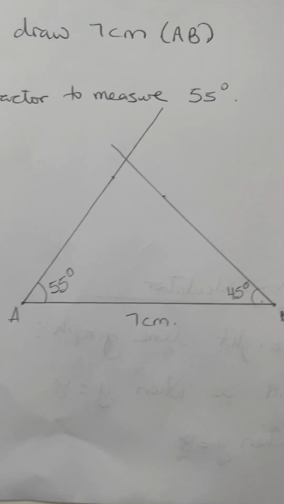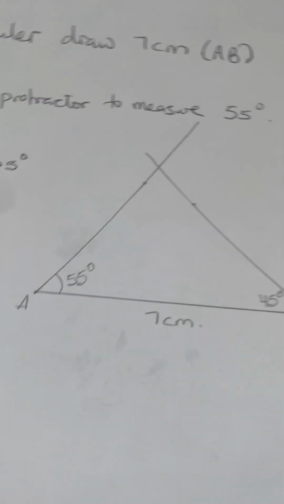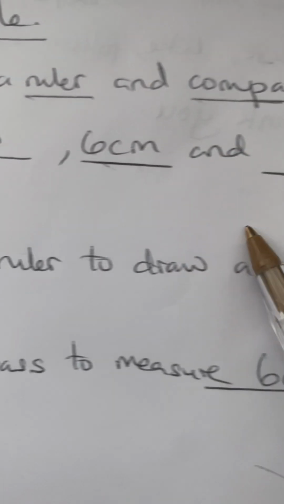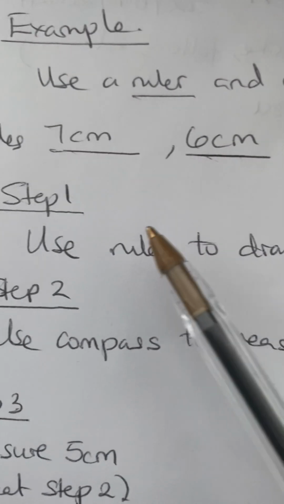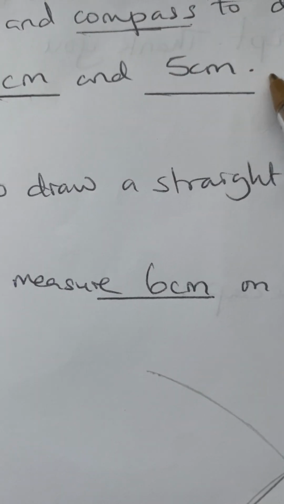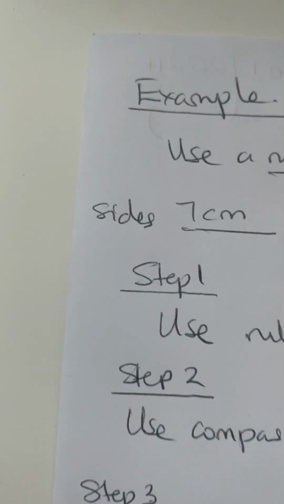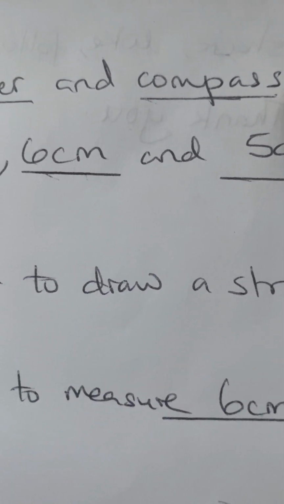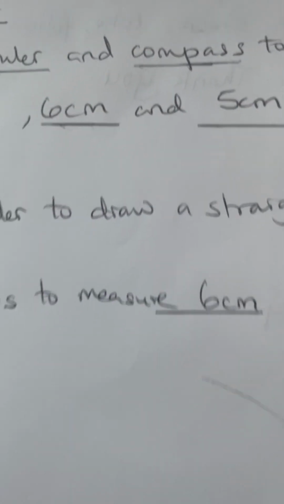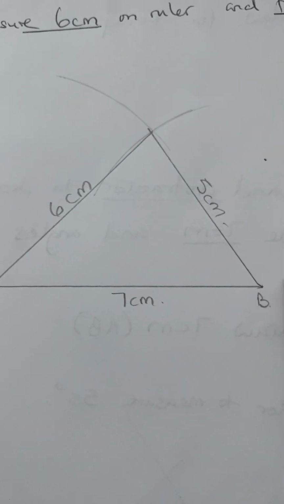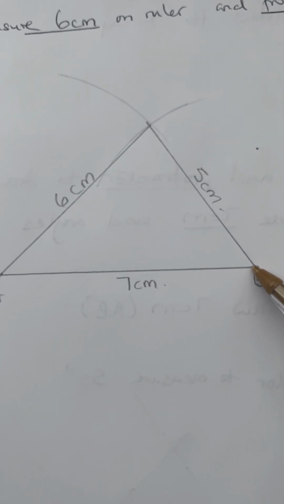Okay, now the second example we need to do, which we've done a video on as well, you've been given 3 sides. Okay, 7 centimeters, 6 centimeters and 5 centimeters. So here you need a ruler and a compass. Okay, so normally I will draw the longer one first, which is 7 centimeters. This is also to scale.